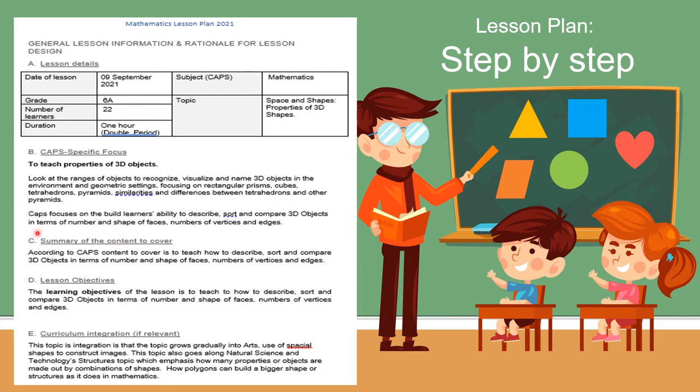CAPS really focuses on building learners' abilities to describe, sort, and compare 3D objects in terms of the number and shape of the faces and the number of vertices and edges. Summary of the content to cover: according to CAPS, we are to cover how to teach, describe, sort, and compare 3D objects in terms of the number and shape of faces, number of vertices, and edges.